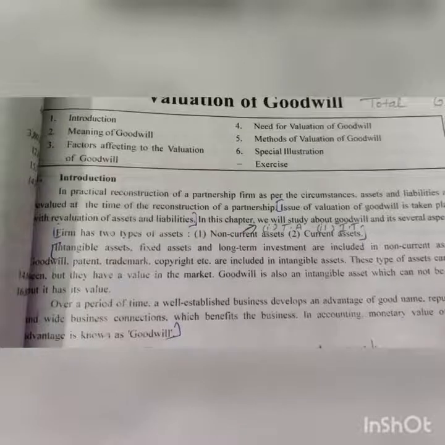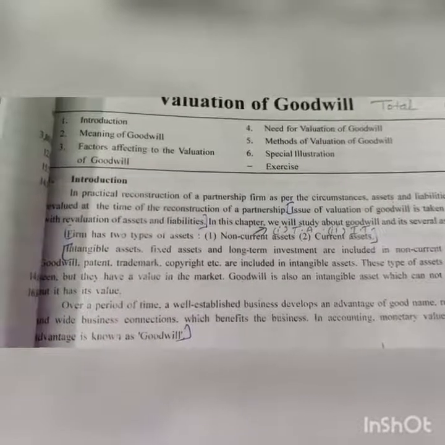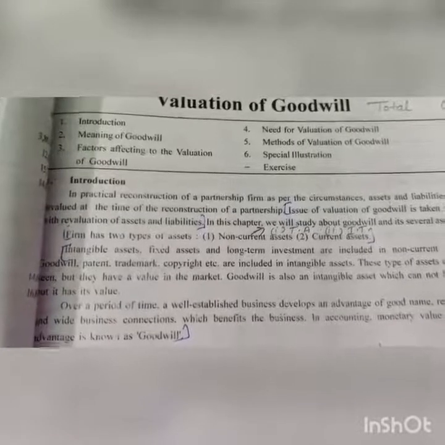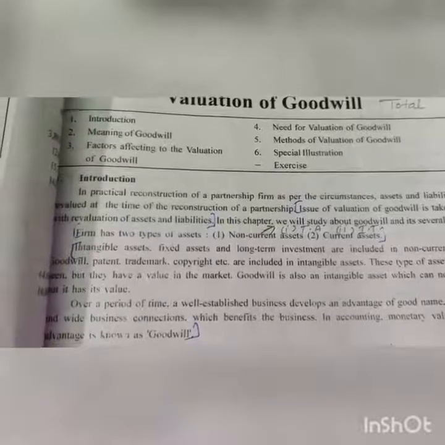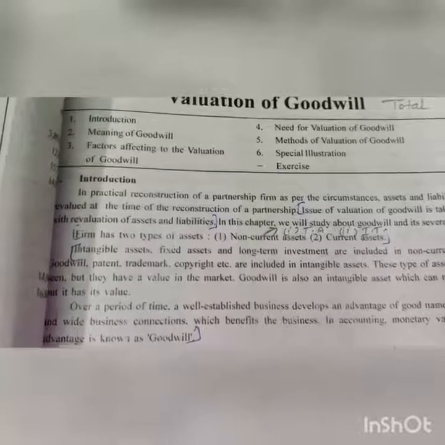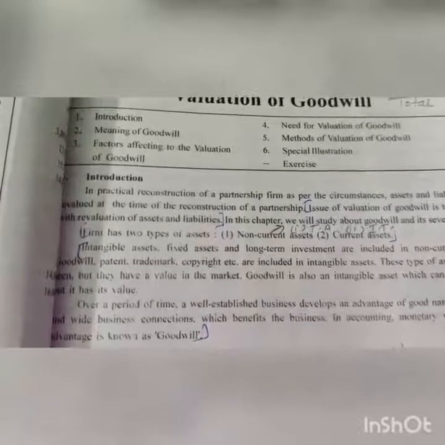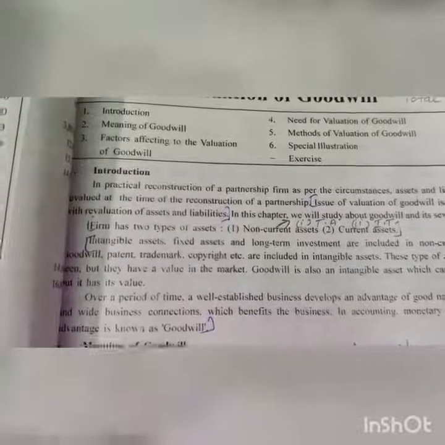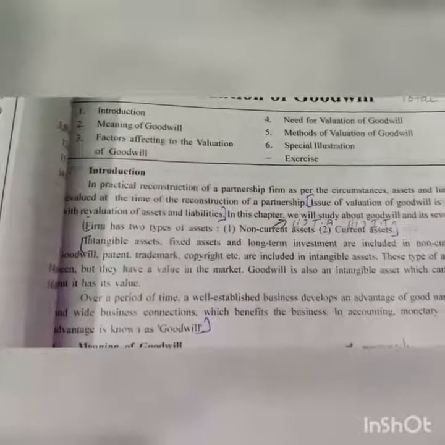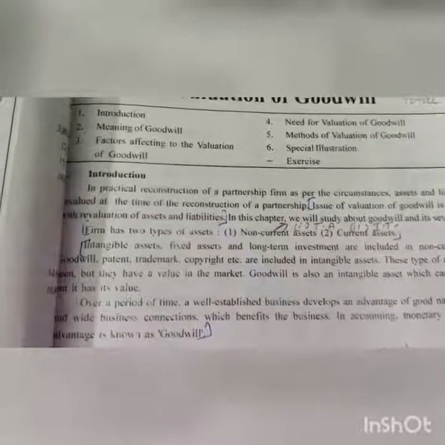Again I'll do the revision, that is what do you mean by goodwill, patent, trademark and copyright. Goodwill is nothing but the monetary value of the reputation of the firm in the market. Again I'm repeating, goodwill means the monetary value of the reputation of the firm in the market. Patent, what do you mean by patent? Patent is an intangible asset which we cannot see, that is the valuation of some design.